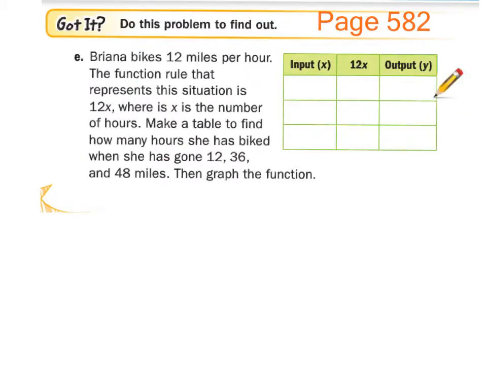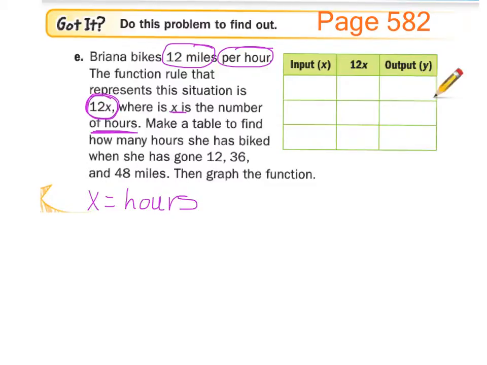So let's give it a try. Brianna bikes 12 miles every hour. So the function rule that represents the situation is 12 times x. And x is representing the number of hours that we're biking. So x equals the hours.